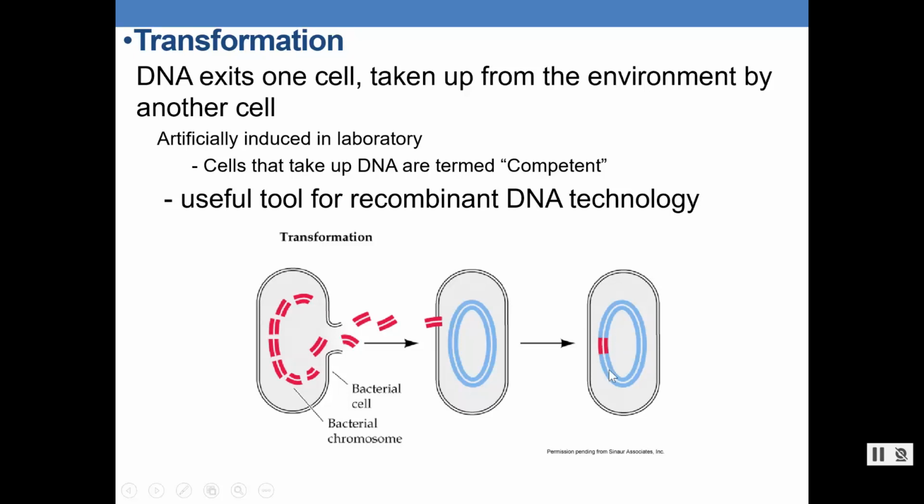Now, once that cell has taken up the DNA, we refer to that cell as being transformed. So that's where the name comes from, transformation. If a cell can take it up, it's called competent. Once it has taken it up, it is now referred to as a transformed cell. Okay, so that's another type of horizontal gene transfer. It happens in nature, but we've taken that theory and made it work for us.